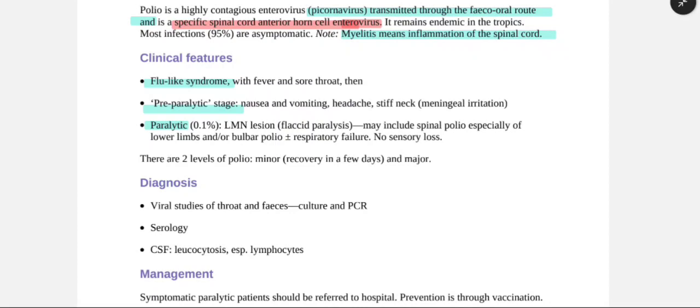First of all, patient will develop flu-like syndrome with fever and sore throat, and then pre-paralytic stage with nausea, vomiting, headache, neck stiffness, then paralytic. It will have lower motor neuron lesion, may include spinal polio, especially of lower limb or bulbar polio, and respiratory failure, no sensory loss. The latest stage is post-polio syndrome. Some individuals who recover from acute polio may experience new muscle weakness or pain many years later.